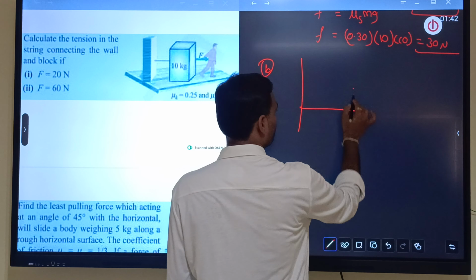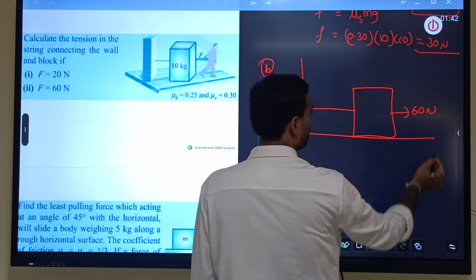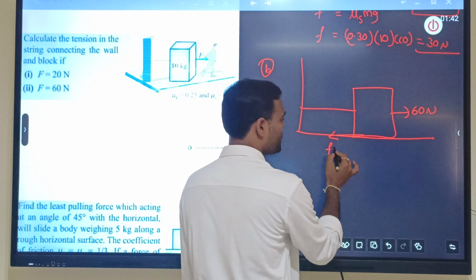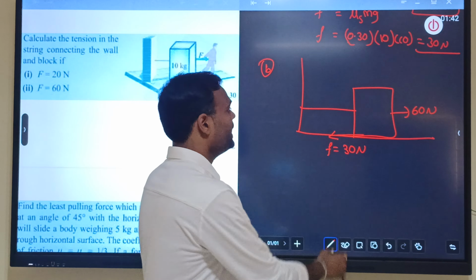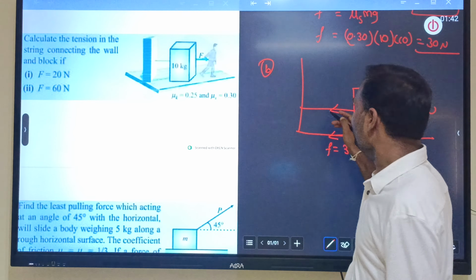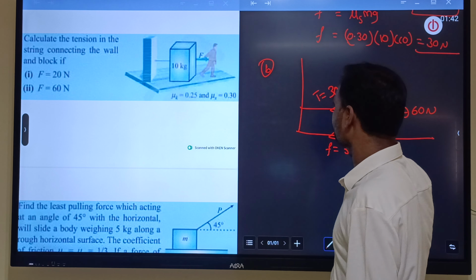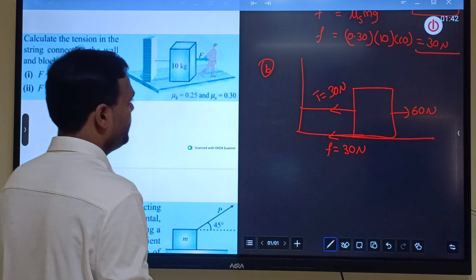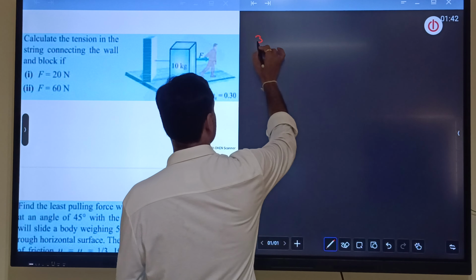In case B, they said that the applied force is 60 newtons. So the limiting value, the maximum friction force, is equal to 30 newtons, and the remaining force will be stored in the string as string force. That tension force is equal to 30 newtons, right? 30 newtons, and this is what they are asking. Now, the third question.